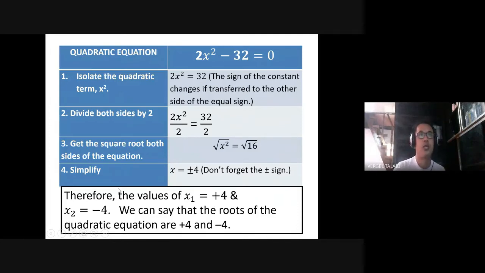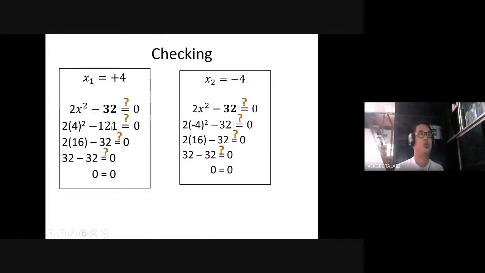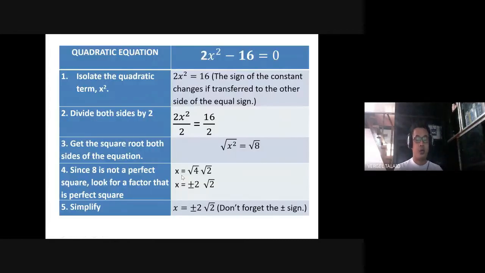To check whether our answer is correct, we are going to substitute the value of x. So if x sub 1 is 4, get the square of 4 first, that is 16, times 2 is 32, minus 32 is equal to 0. The same also with x sub 2 equal to negative 4. That is negative 4 squared is 16, times 2 is 32. That is 32, minus 32, so, by the way, this is 32 instead of 121. So therefore, this is an example of solving a quadratic equation by extracting square root.